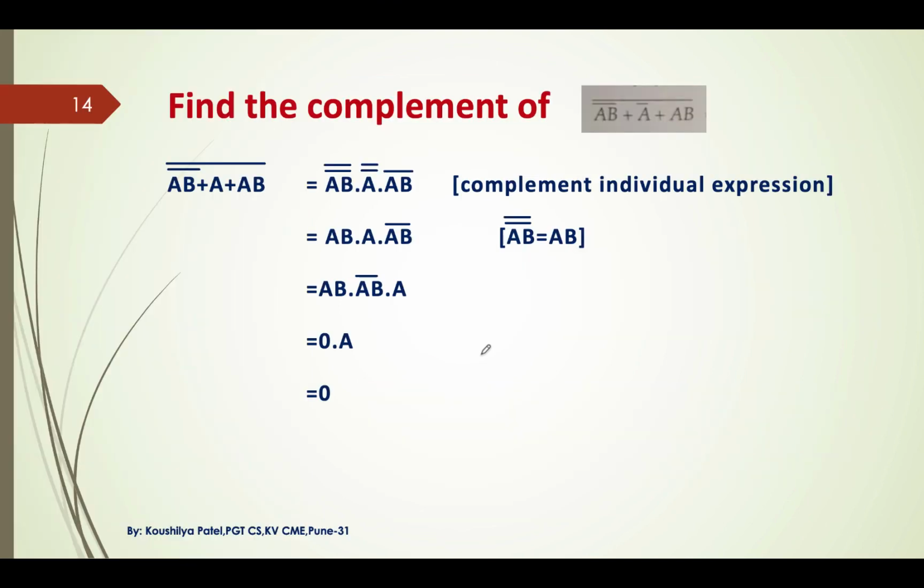Now suppose we want to find the complement of (AB bar whole bar) plus A bar plus (AB and complete bar). We just have to find the equivalent expression, so we use De Morgan's theorem and break the entire function in this form: AB double bar, A double bar, as here also we have one bar, and AB bar. Now since A double bar equals itself, we get AB, here we get A, and this will be A bar B.